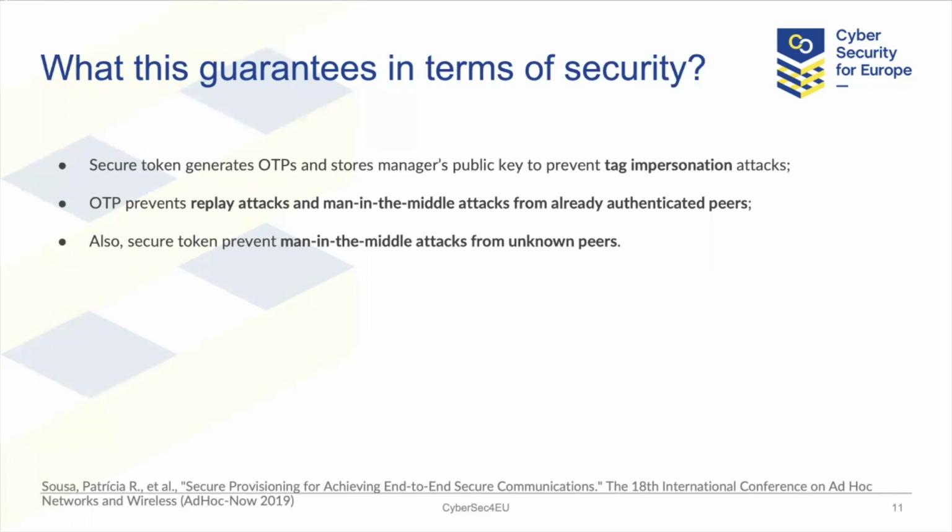The one-time password prevents replay attacks and man-in-the-middle attacks from already authenticated peers because the secure token uses a set of volatile and non-volatile counters that ensures that a one-time password can no longer be used after being validated once, as a YubiKey basically. And also the secure token prevents man-in-the-middle attacks from unknown peers because this approach uses a secure token with the receiver's public key, so it is transmitted only over the USB.